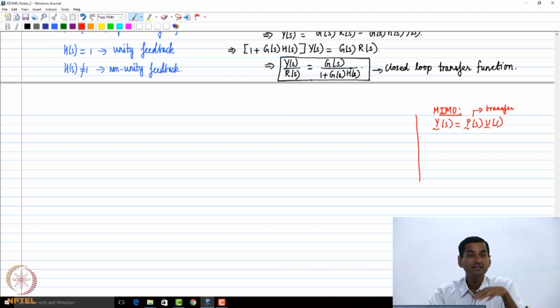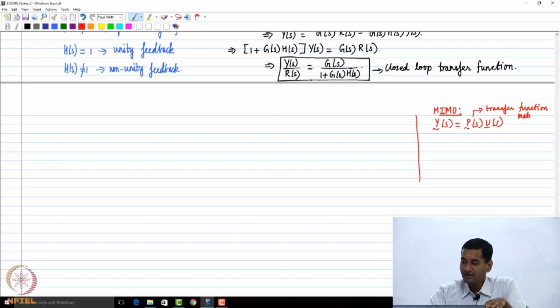Okay, let's say you have 3 inputs and 2 outputs. You will have a 2 by 3 matrix for the transfer function. So the transfer function will no longer be a scalar valued function. It will be a matrix valued function of s. It will still be a function of s, but then the mapping will be giving you a matrix.